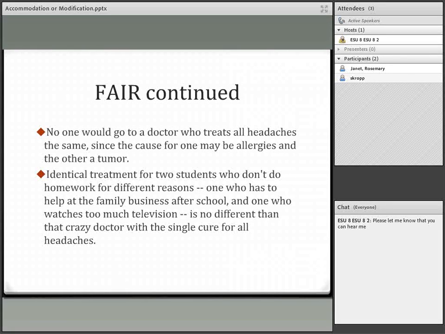Here's another example. You wouldn't go back to a doctor if they treated everything in the same way for everybody who comes in. For example, if my doctor gave me the same treatment for every headache, without thinking about what's causing my headaches. The cause for one headache might be allergies, for another a tumor, or something much more serious. In the same way, we want to think about how identical treatment for two students who don't do homework for different reasons, for example, one who has to help at the family business after school and one who watches television, is no better than a doctor with a single treatment for all headaches. So again, equal isn't always what's fair in school.